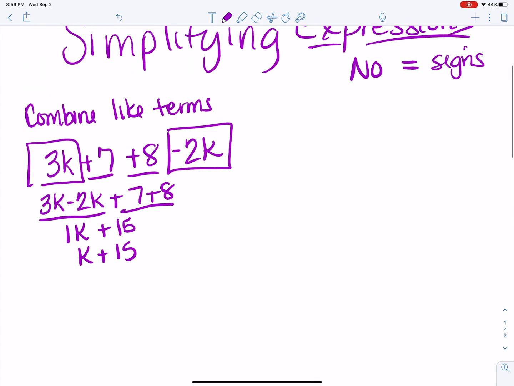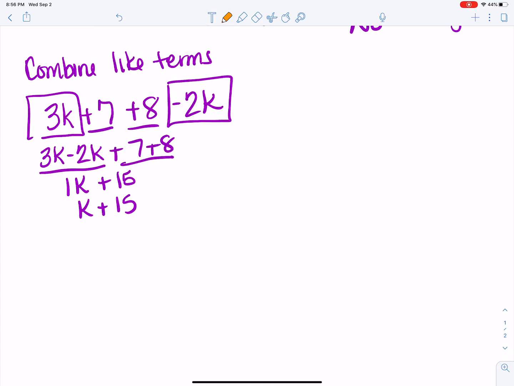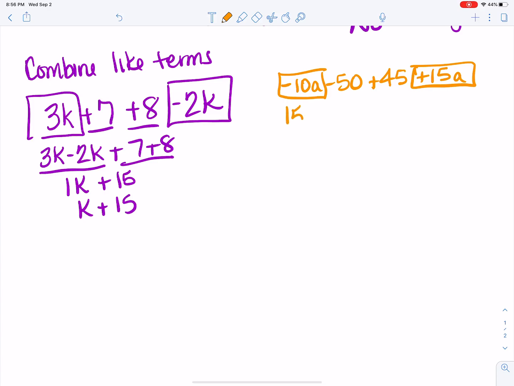Next problem: negative 10a minus 50 plus 45 plus 15a. I'm again going to arrange them so that they are next to each other. Personally, I want my 15a first because it is positive. Do we need the positive? No. But it's just to remind me. I'm doing that because it will help me recognize that 15a minus 10a is the same as negative 10a.